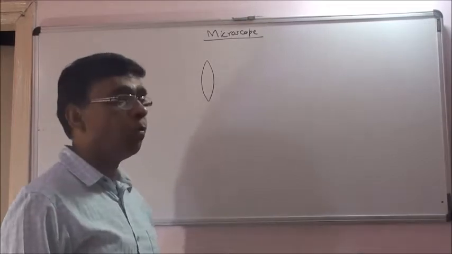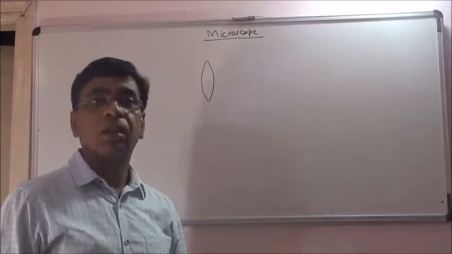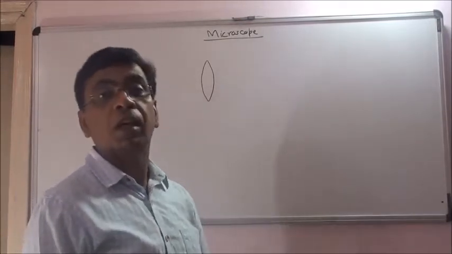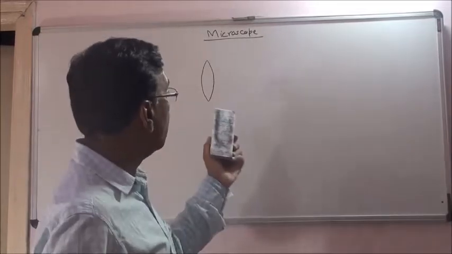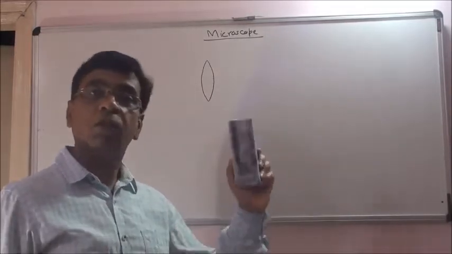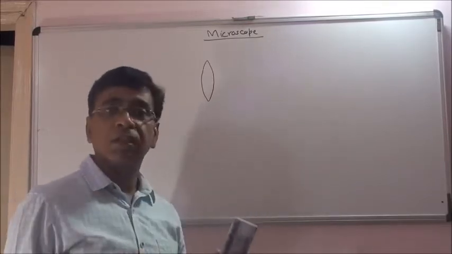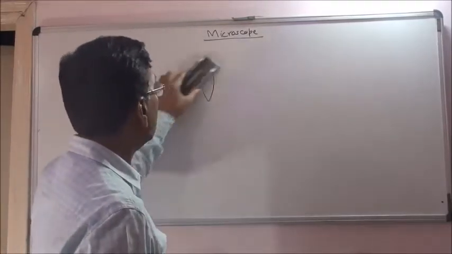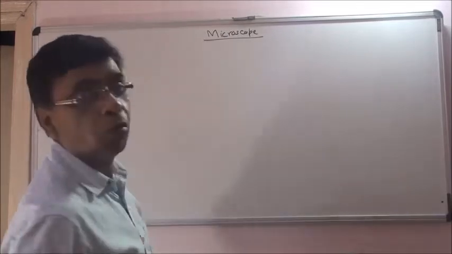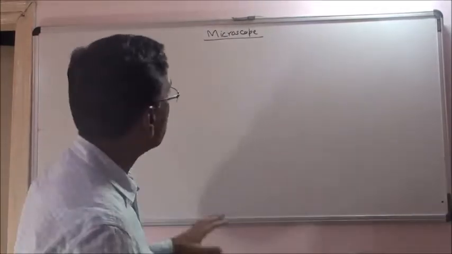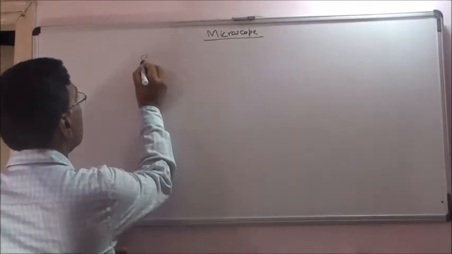Otherwise, if we want to magnify the objects further, and we need very high magnifying power, then a single convex lens will not be sufficient. Then we use a combination of lenses. We use more than one lens. That will be called a compound microscope. So first let me take the simple microscope.